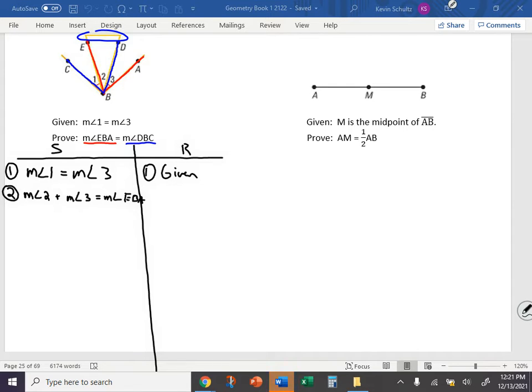What is EBA? What can we say about that angle? We can say that it's made up of angles 2 and 3. Right? The measure of angle 2 plus the measure of angle 3 equals the measure of angle EBA. And what allows us to say that? What allows us to say that the sum of two angles will equal the whole angle?